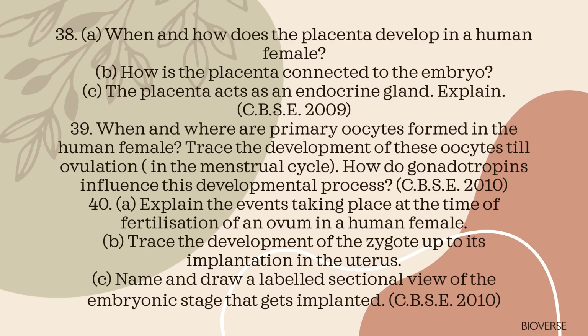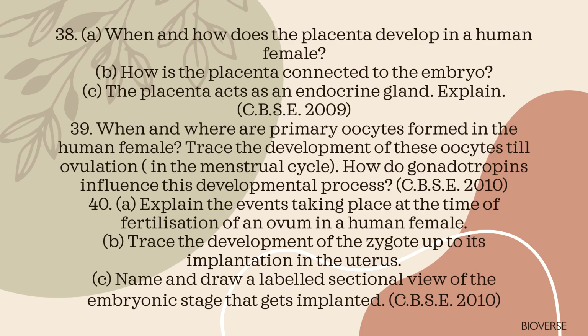It forms from the trophoblast of the embryo and maternal endometrium. B. The placenta is connected to the embryo by the umbilical cord, which contains 2 umbilical arteries and 1 vein. C. The placenta acts as an endocrine gland because it secretes hormones such as human chorionic gonadotropin, HCG, progesterone, estrogens, and human placental lactogen, HPL. These hormones maintain pregnancy, support fetal growth, and prepare the mother's body for childbirth and lactation.